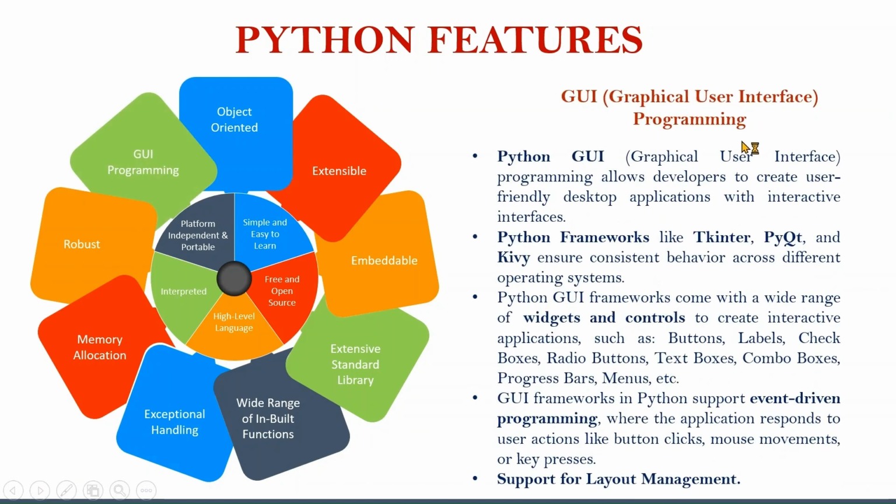we have GUI, graphical user interface programming. Python supports graphical user interface programming. Python GUI programming allows developers to create user-friendly desktop applications with interactive interfaces. So some window-based applications we can develop by using Python GUI. We have something called a toolkit interface, where we have components, which we call widgets or controls, like buttons, labels, checkboxes, radio buttons, combo boxes. Now these things we can use in order to develop a desktop application.